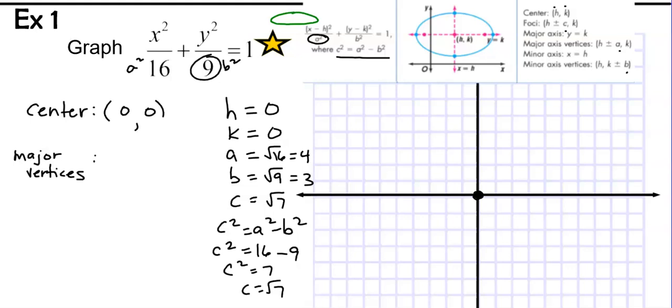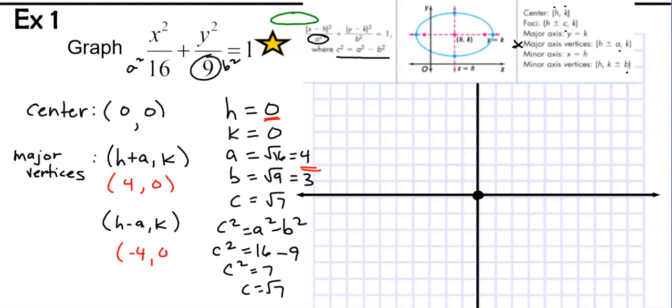So major vertices, so we are just following this right here. So there's 2 of them. There's H plus A and K. So I'm going to write that down just for our notes. There's H plus A and K, and then there's H minus A and K. So for our case, H plus A is 0 plus 4, which is 4, and then K, which is 0. And then H minus A, so H is 0, 0 minus 4 is negative 4, and then K is 0. And then we can plot those, 4, 0, and negative 4, 0.